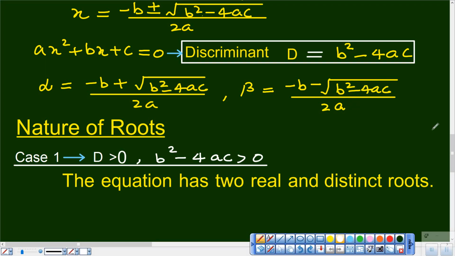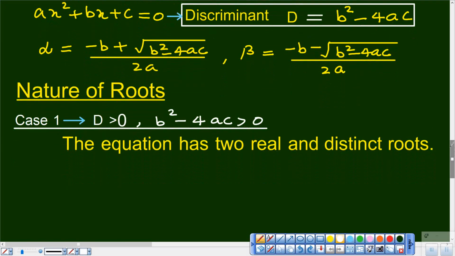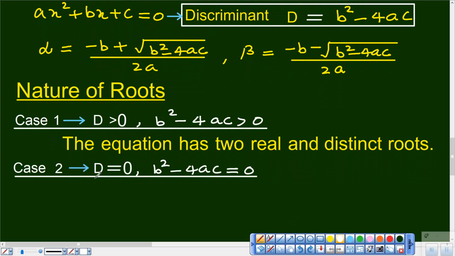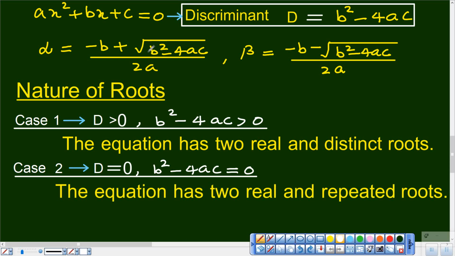Now, case 2 would be when my discriminant is equal to 0, that is b square minus 4ac is equal to 0 or b square is equal to 4ac. In that case, since the quantity inside the radical sign is 0, nothing is added, nothing is subtracted. The two roots should be real, no doubt, because the quantity inside the radical sign is 0 after all. There is no problem with square rooting. Square root of 0 is 0 after all.